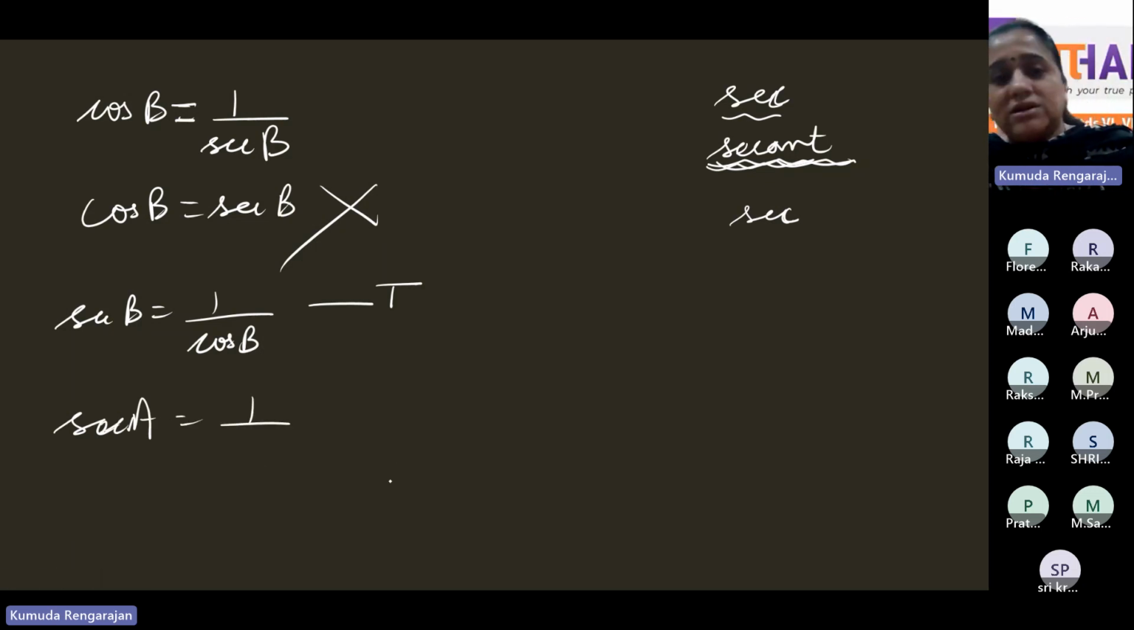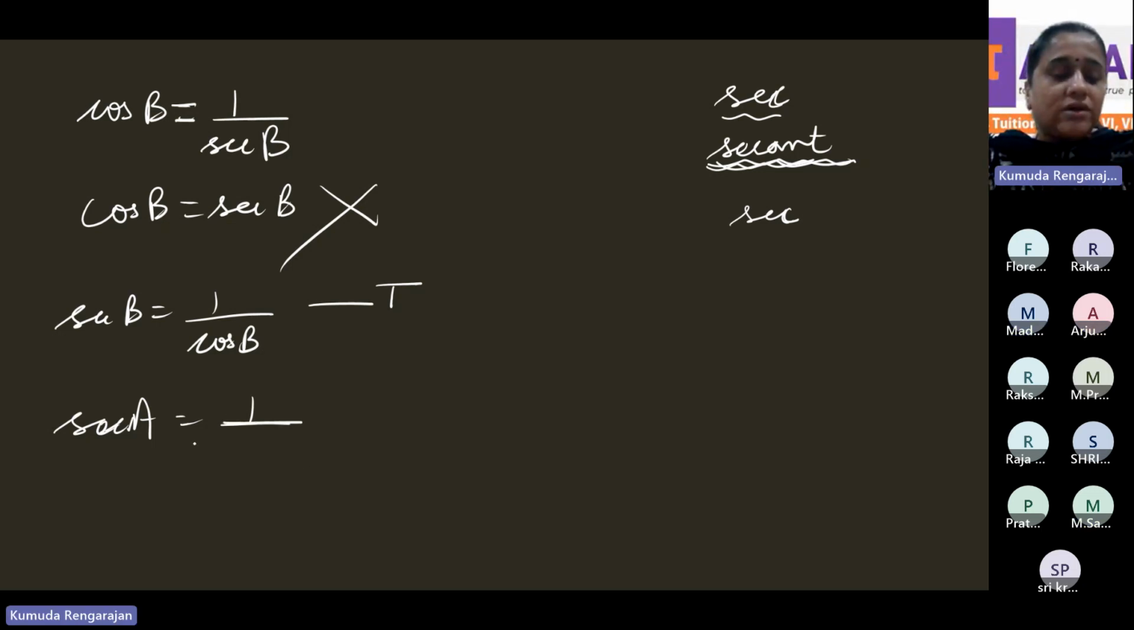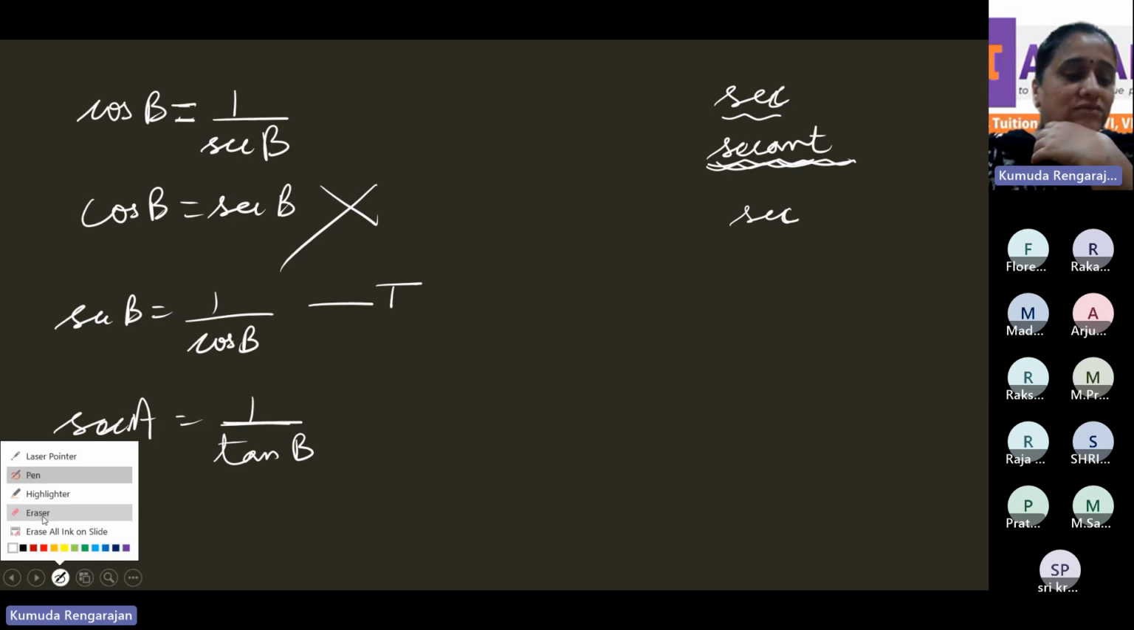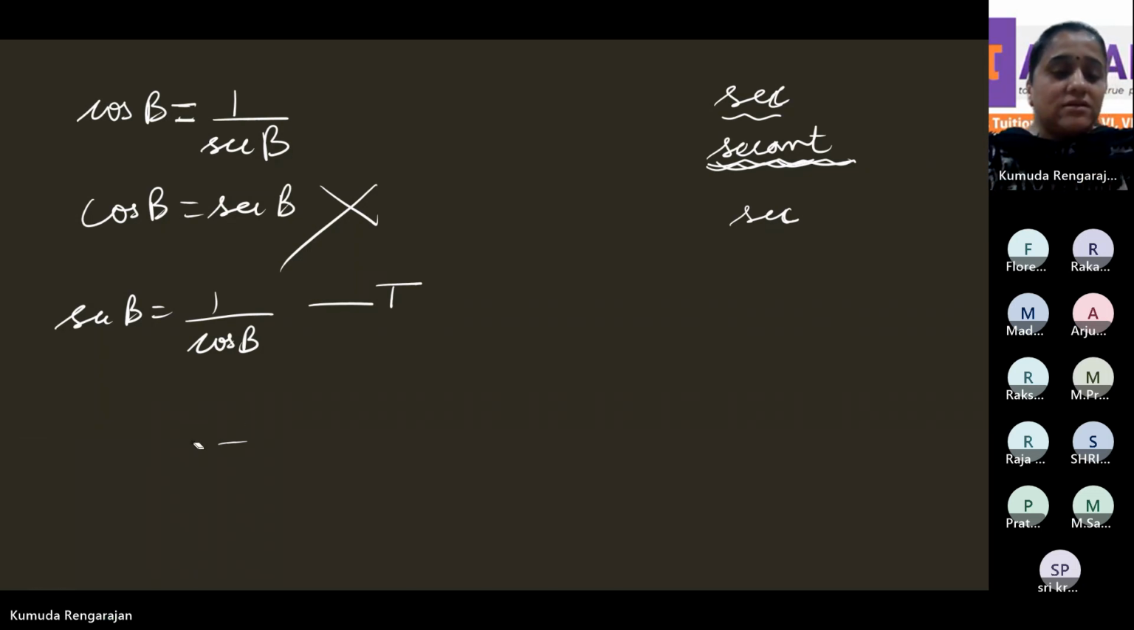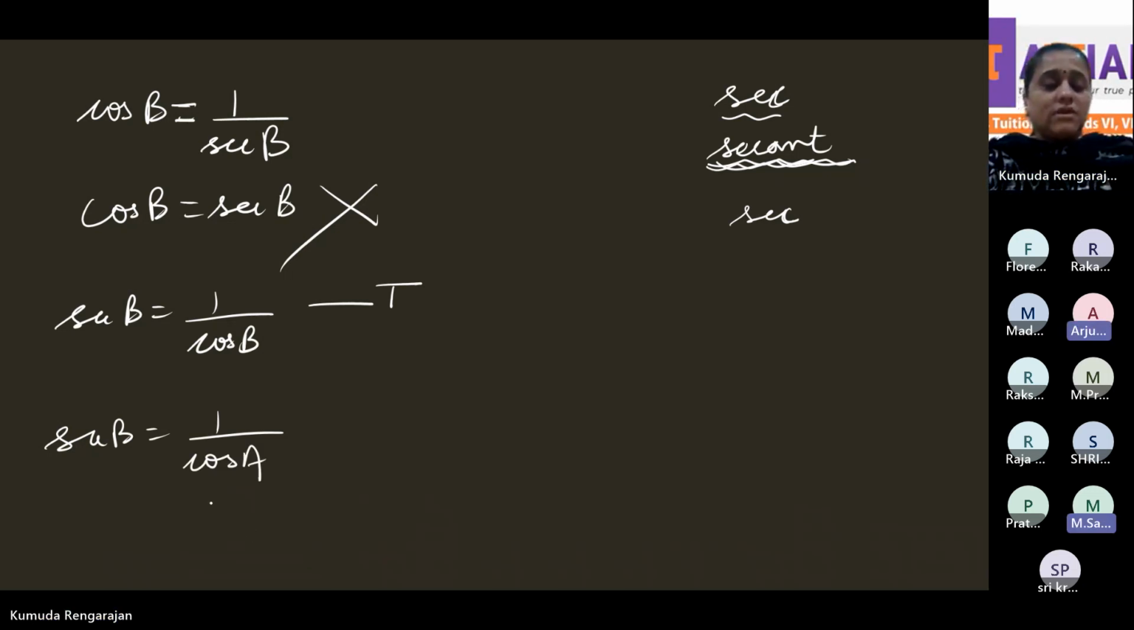I've shared my screen, children. Is it visible? Yes, ma'am. Okay. So secant A is equal to 1 by tan B. Is this correct? Oh, sorry. One second. Secant B is equal to 1 by cos A. Is this correct? No. False, ma'am.